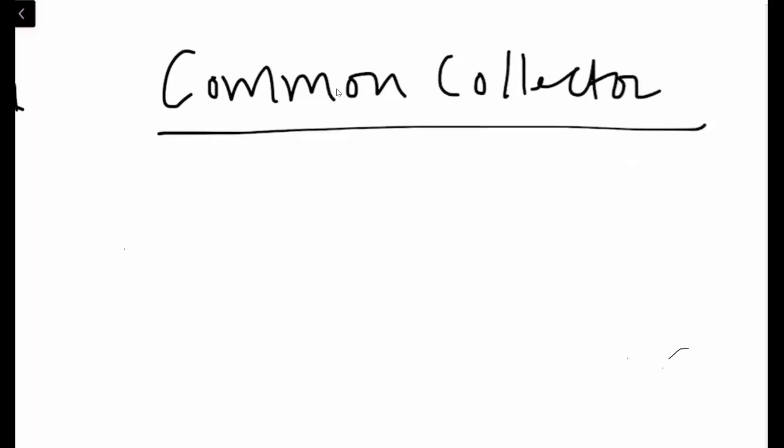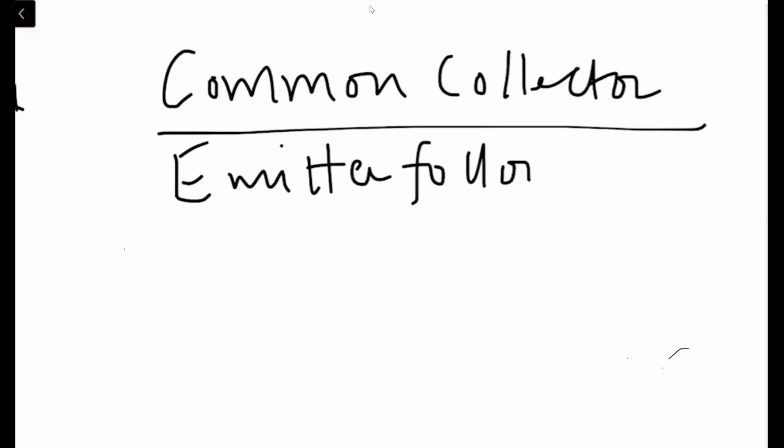Common collector configuration circuit. Now, common collector is also called emitter follower configuration circuit as well. So common collector and emitter follower is one and the same thing.